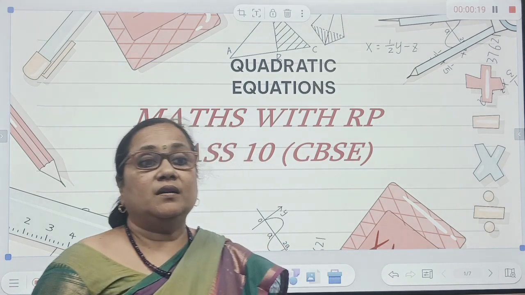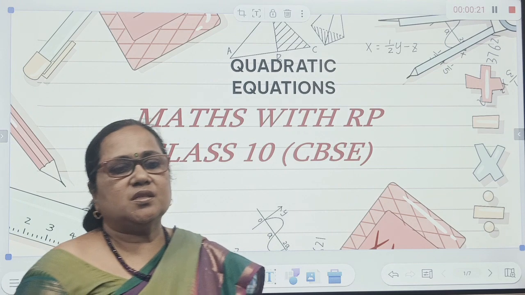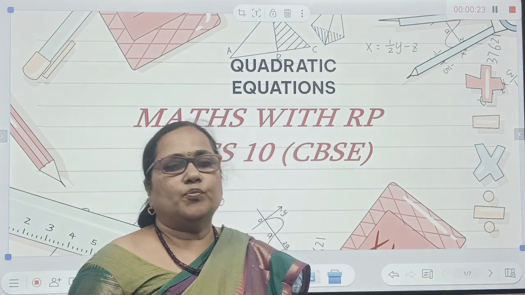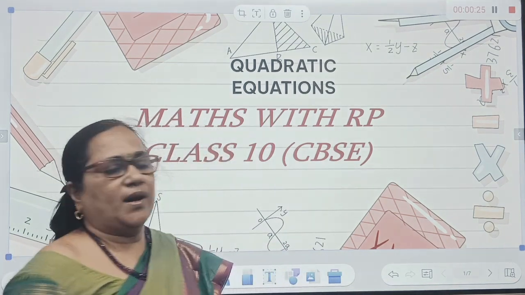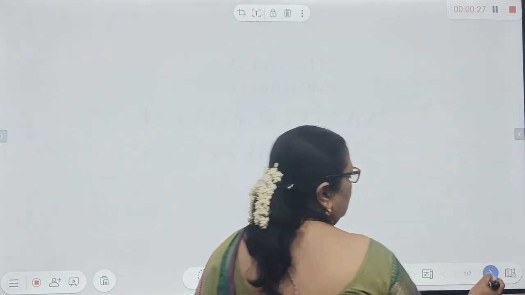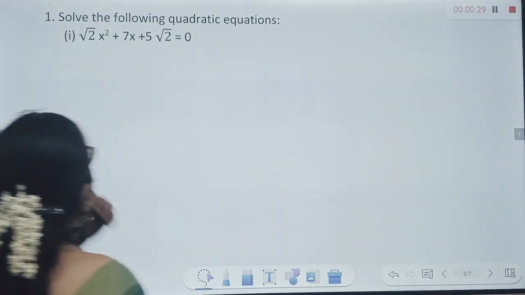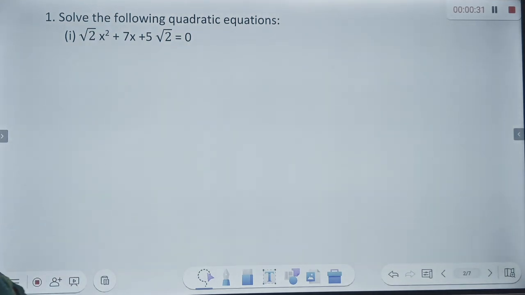We started exploring quadratic equations. Today we will solve more problems involving quadratic equations. Look at the following problem. We will see whether we can factorize and solve by splitting the middle term.